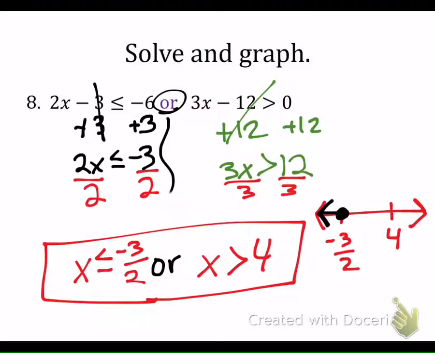Is the 4 included? No, so I'm going to leave that part open. And I want the numbers that are greater than 4, so that's to the right. And since it's an or, both pieces of the graph are fine. It can be in one section or the other section, and we're good.